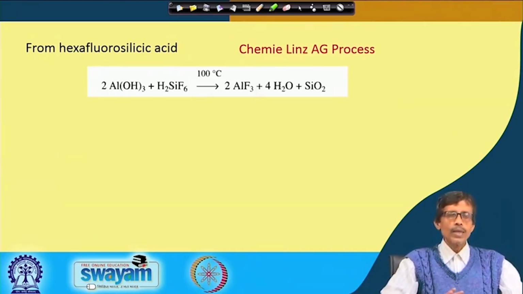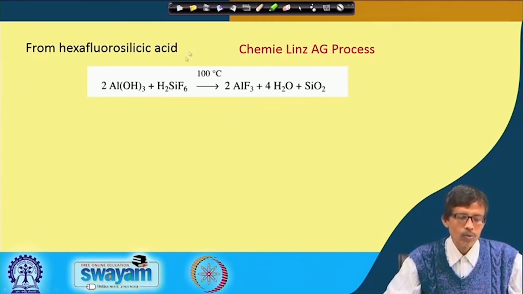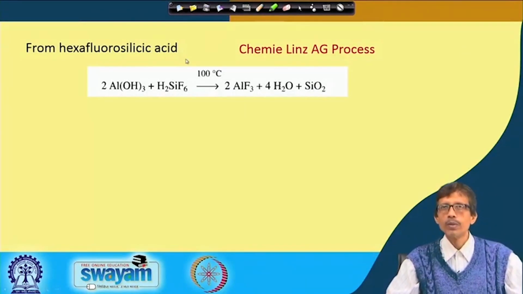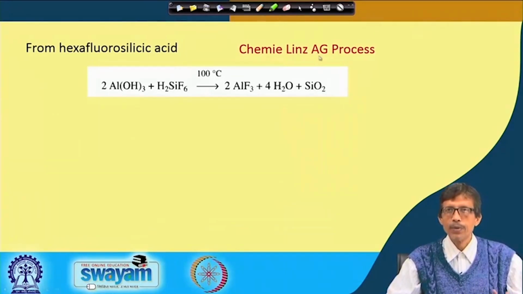So this hexafluorosilicic acid is now the material to attack the hydrated aluminum, that means just Al(OH)3, not the Al2O3. Since this can also be an acid form, you get it along with the production of silicon dioxide at a very low temperature. This is the Chemie Linz AG process, the name of a German company; they are producing it through this particular process.